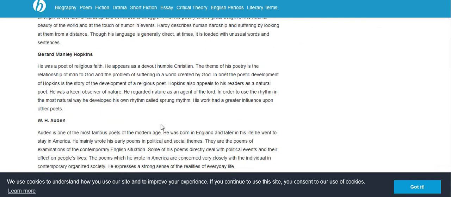Gerard Hopkins was a poet of religious faith. He appears as a devout, humble Christian. He was a religious poet. So if you go through the poetry of Gerard Manley Hopkins, you will get the elements of religion. The theme of his poetry is the relationship of man to God and the problem of suffering in a world created by God.